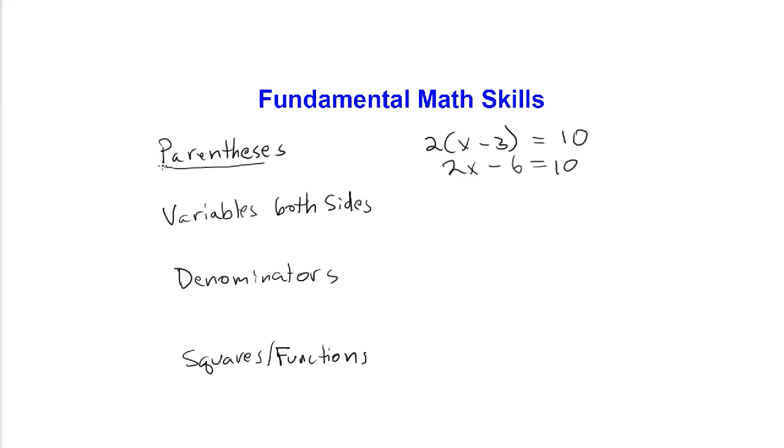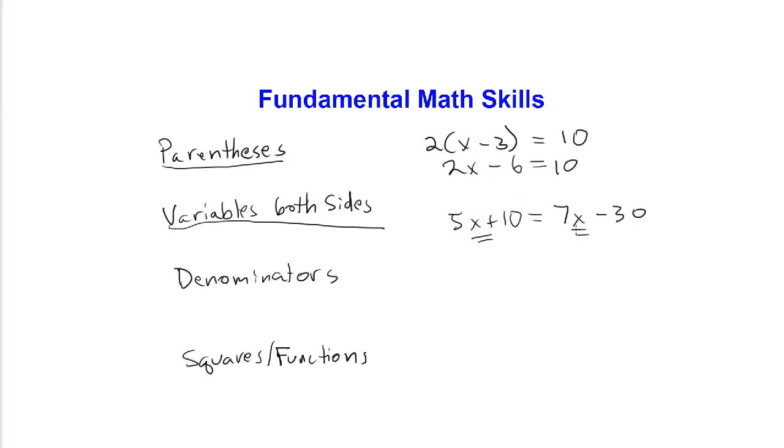Parentheses. Generally, we multiply out and simplify. Not always. Sometimes you need to factor or cancel right away, but that's a good rule of thumb. Variables on both sides. What does that look like? Well, what if I had 5x plus 10 equals 7x minus 30? I have variables here. I've got x here, x here.